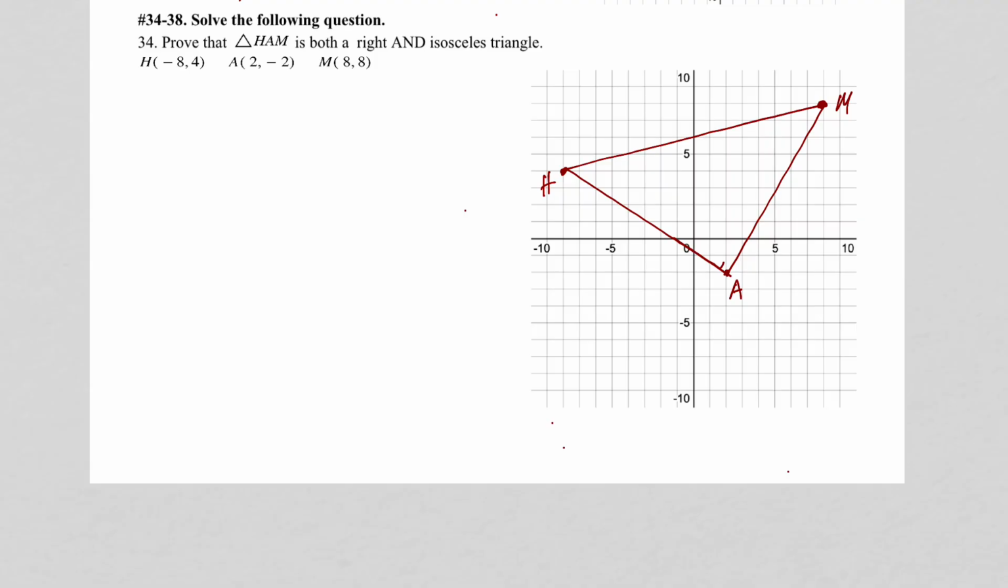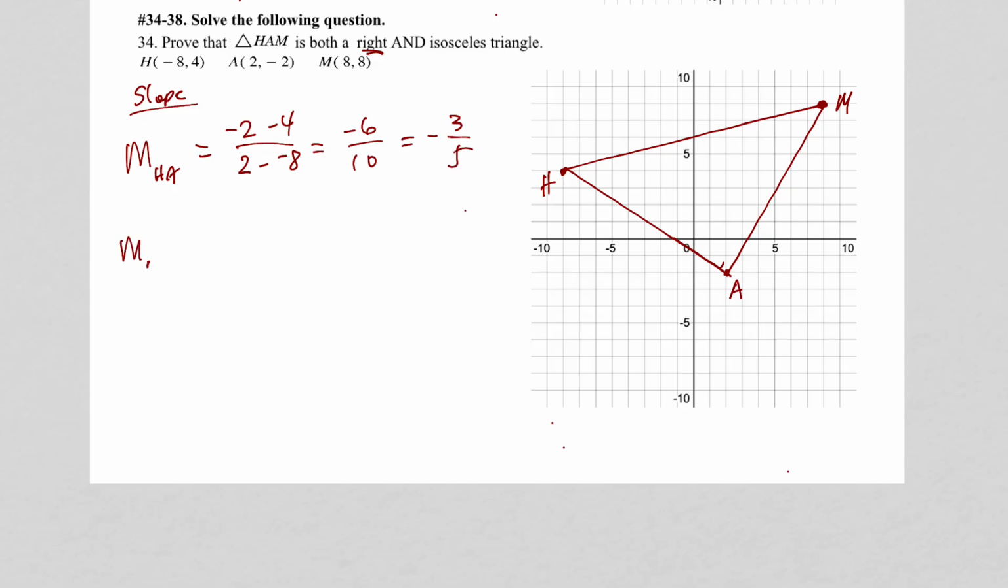Okay, and to prove that it's right, we need to find, this looks like the right angle, so we need to find the slope of this and the slope of this. So slopes of HA. The slope of HA is y2 minus y1, negative 2 minus 4, over x2 minus x1, 2 minus negative 8, which becomes negative 6 over 10, which is a negative 3/5.